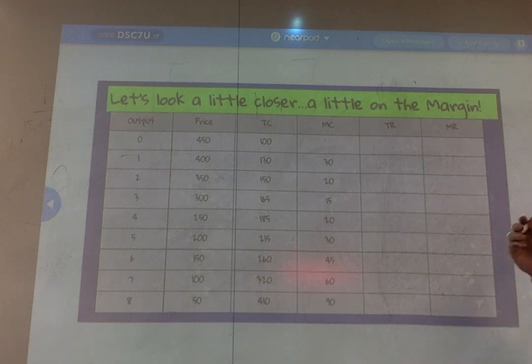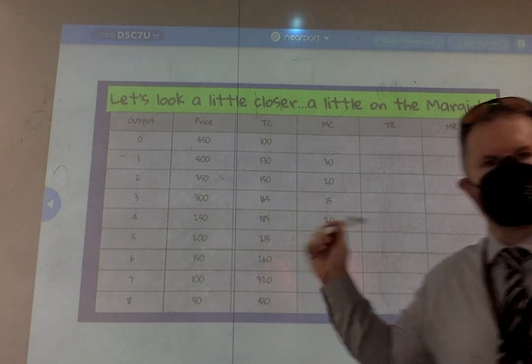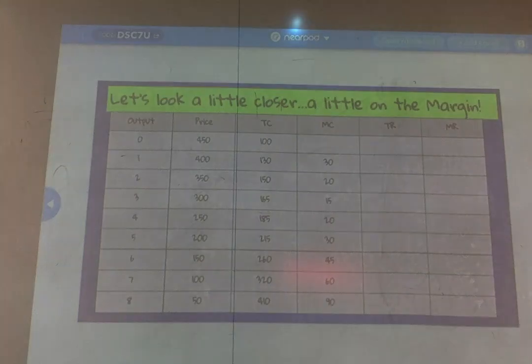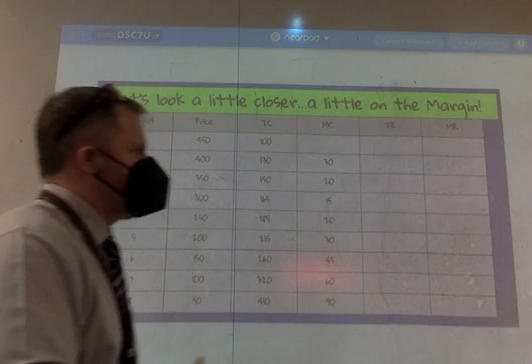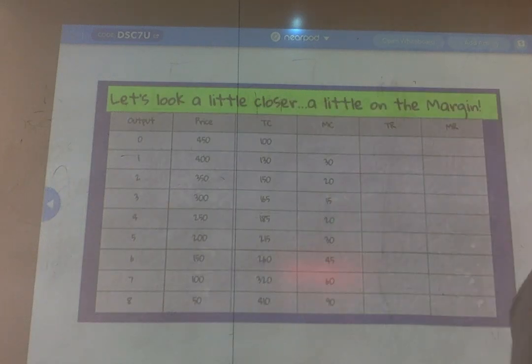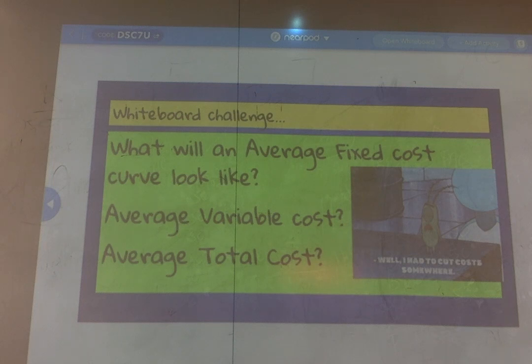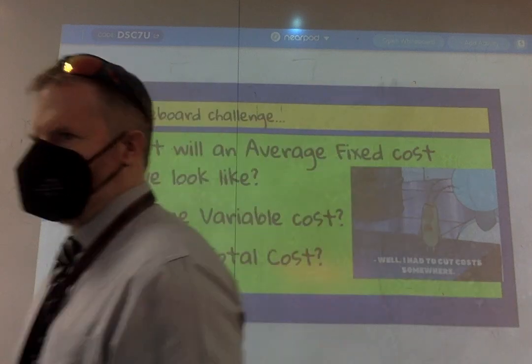So what did we notice about this model? Is this perfectly competitive? No. How do you know? The price changes as output changes, and in fact the price decreases as you increase the quantity. Good. What about your average fixed costs? What about your average variable costs? And your average total costs?